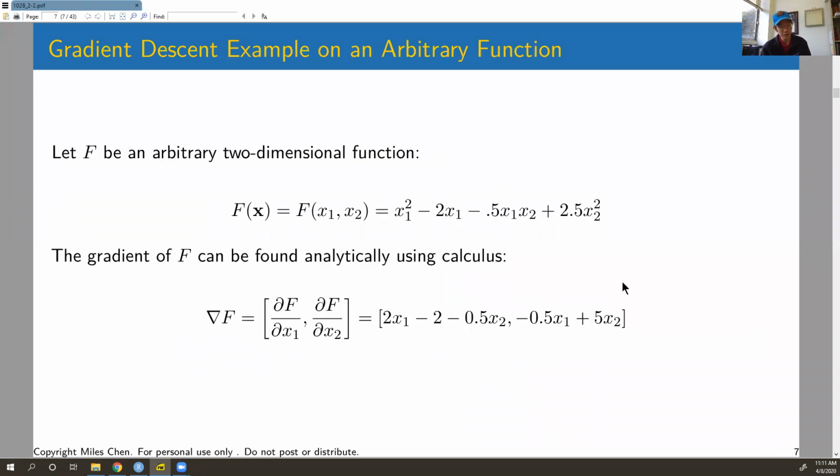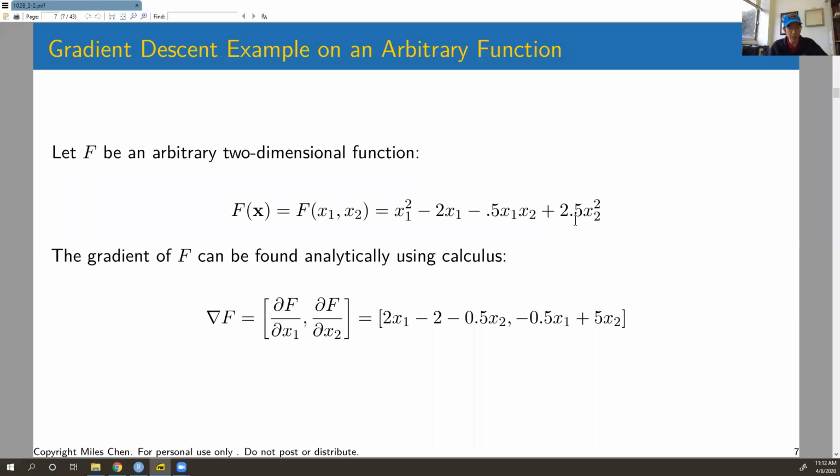All right, so let me just show you what this looks like for some arbitrary function. And I'm going to do this using partial derivatives. Later on, I will do it using vector gradients, okay? But remember, the gradient of a function is the vector of its partial derivatives. So here, I've got the function f is x1 squared minus 2x1 minus 0.5 x1 x2 plus 2.5 x2 squared. So this is the function that I've got.